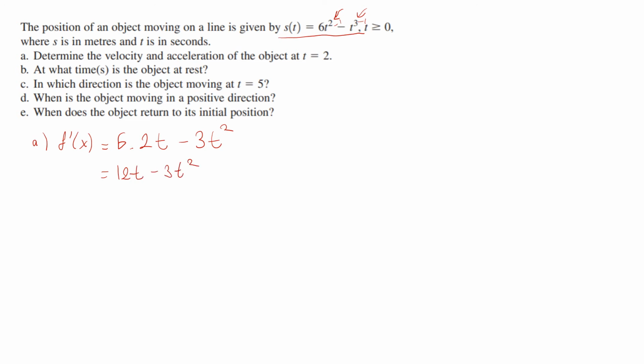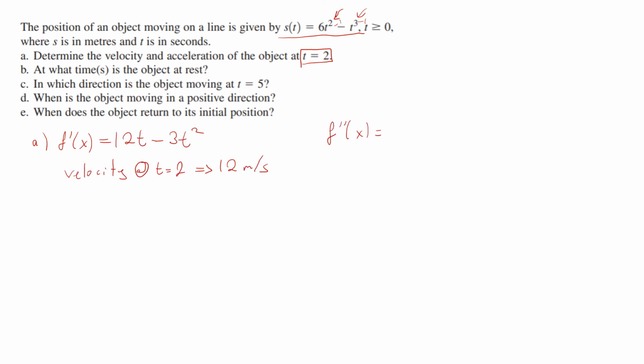So now that I have my derivative, it wants it at t equals 2, so I will plug that in. So my derivative at 2 will give me the value of 12 times 2 minus 3 times 2 squared. So here will give me 24, where 2 squared will give me 4, 4 times 3 will give me 12, which will end up with the value of 12. So my value for velocity is actually 12 meters per second.